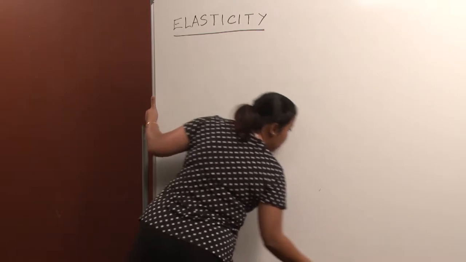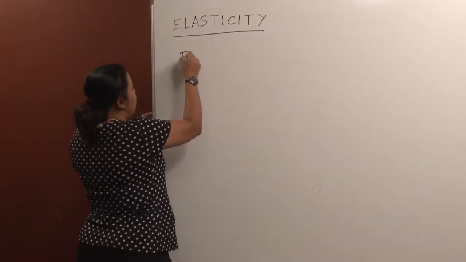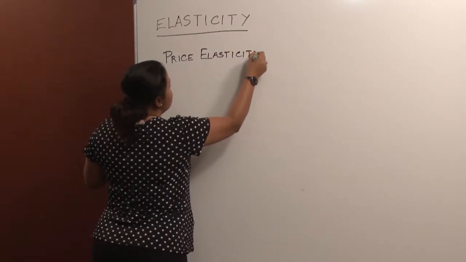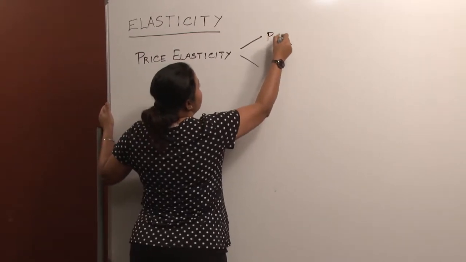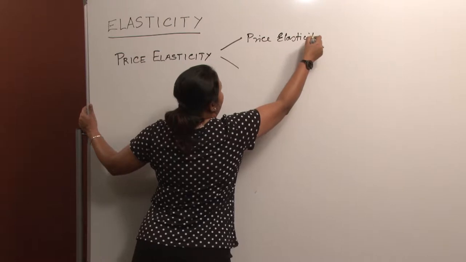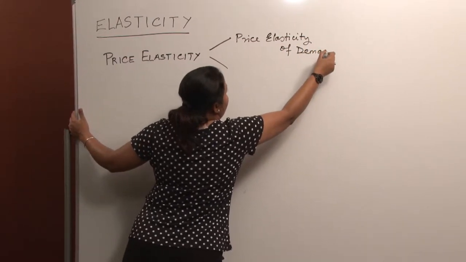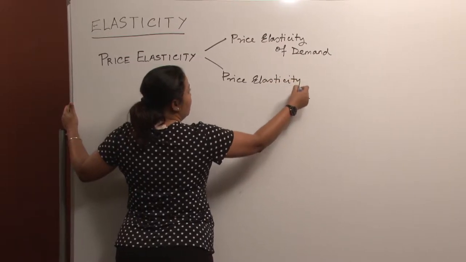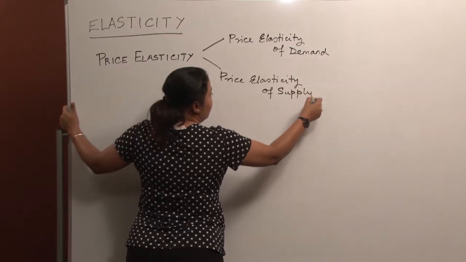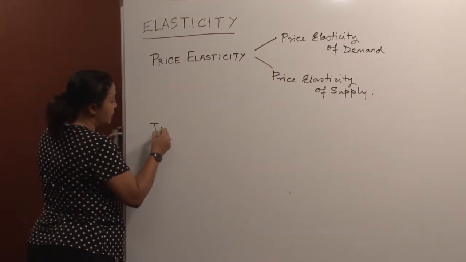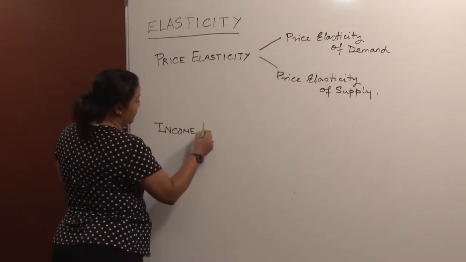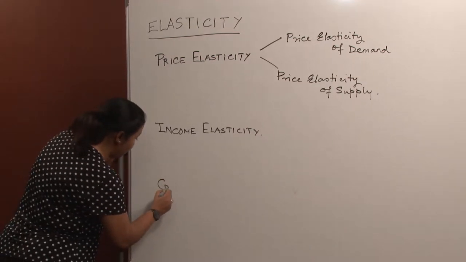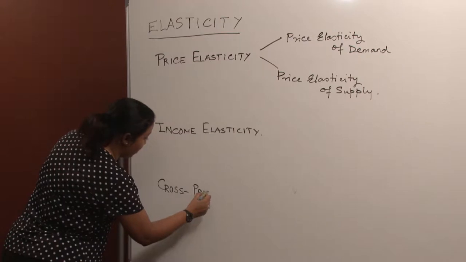So, when we talk about elasticity, we are going to talk about price elasticity, and under price elasticity, we will talk about the price elasticity of demand and the price elasticity of supply. Next, we will talk about income elasticity. And then we will also talk about cross price elasticity.